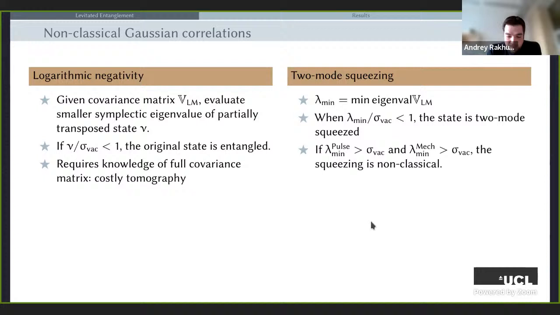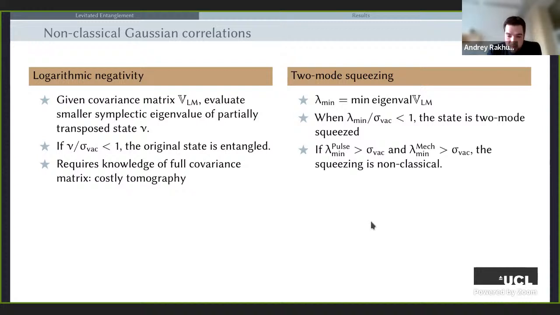This is a criterion which can be a sufficient condition for entanglement. And it can be stated as follows. If you have a covariance matrix of the optomechanical system, so the system of light plus mechanics, from this covariance matrix we can estimate its eigenvalues. And if the smallest one is below the shot noise level, whereas individual eigenvalues of both mechanical and optical modes are above the shot noise level, this means that the state shares some non-classical correlations.